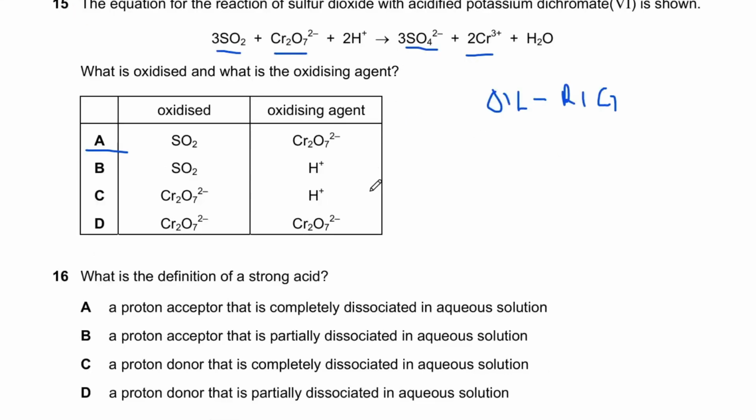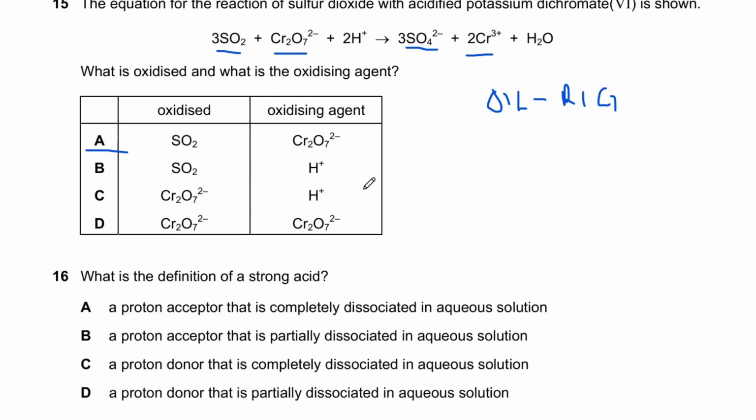Common mistake: students confuse the oxidizing agent with the oxidized substance. Please, it's not. Oxidize means to lose electrons or gain oxygen, just like I said, while the oxidizing agent is the substance that is reduced. The one that is reduced is the oxidizing agent. Please take note of that.